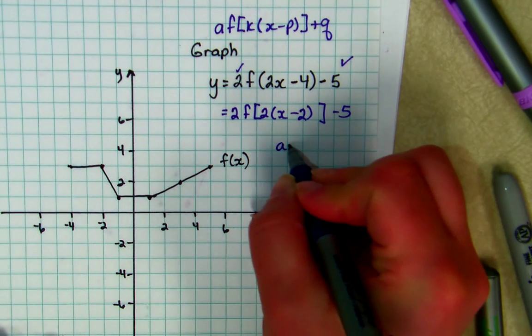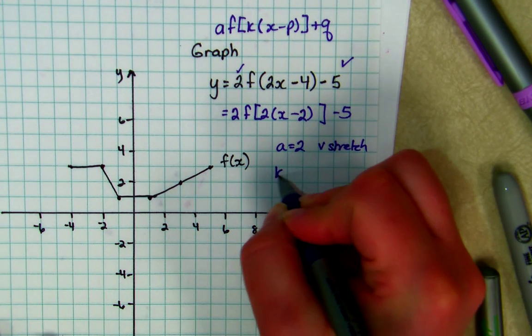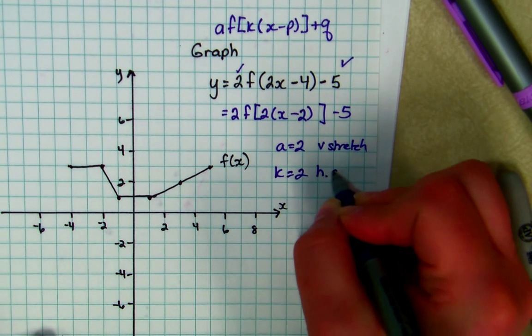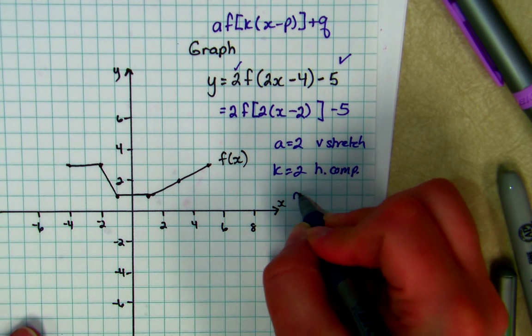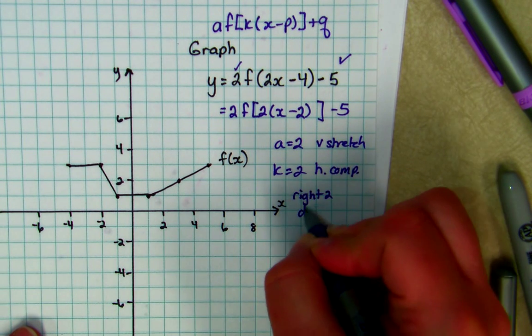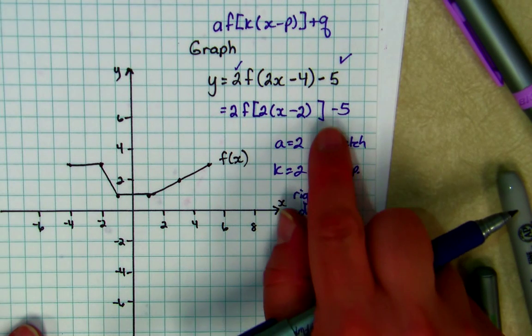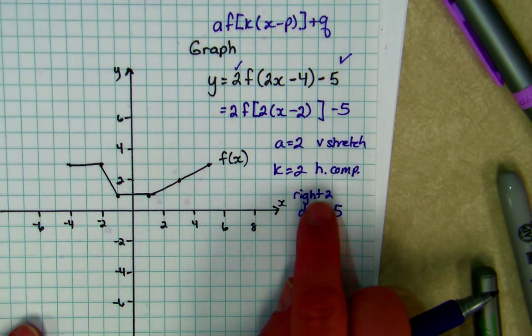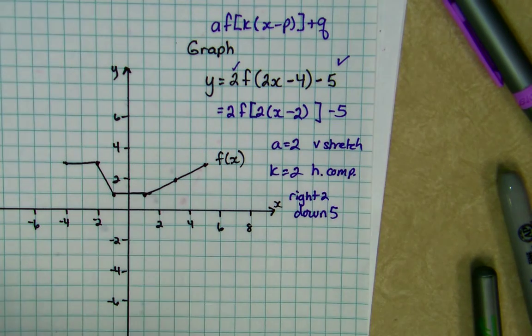So now, a is 2, which is a vertical stretch. k is 2, which is a horizontal compression because it's the opposite. Then I'm going to go right 2, down 5. So you have to apply a and k first separately and then do right and down. So you always do a and k first.